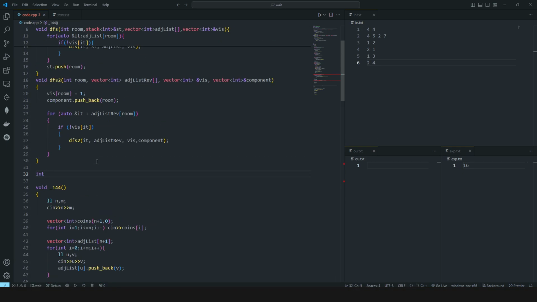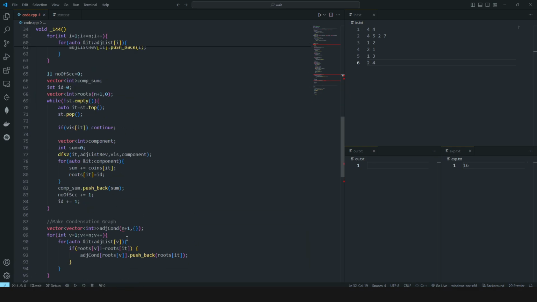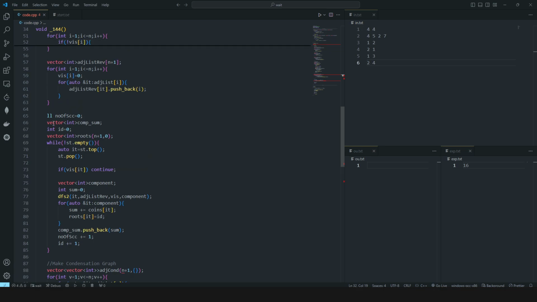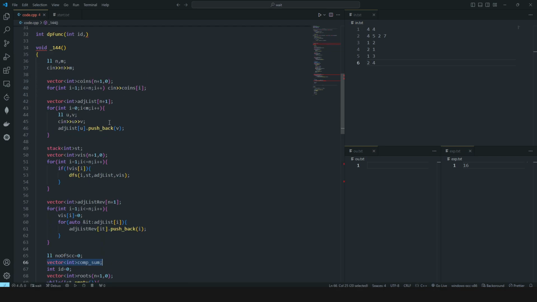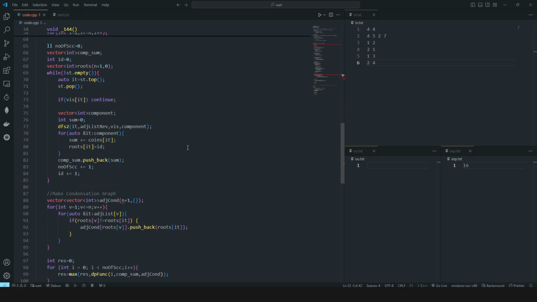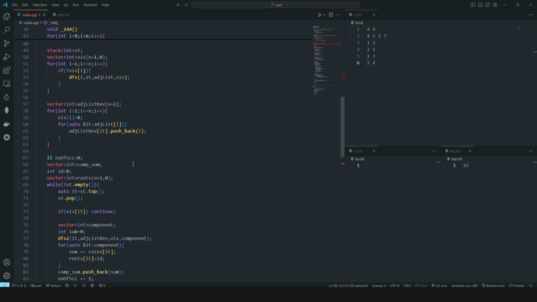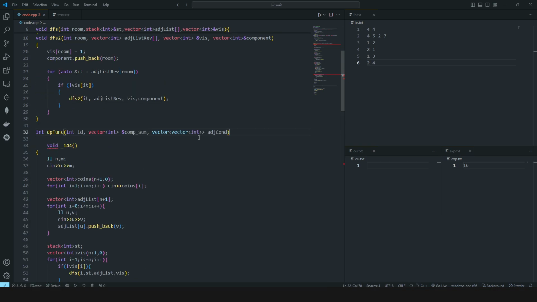It will return an integer type value. I pass the ID of the condensed graph, and then two more things, that is the component sum and the condensed adjacency list. The component sum is itself a vector, so let me copy that up and pass it by reference only, and also the condensed adjacency list, let me copy this up and also pass it by reference only.